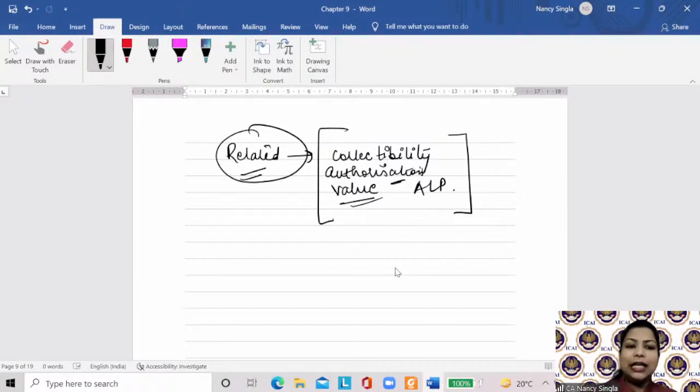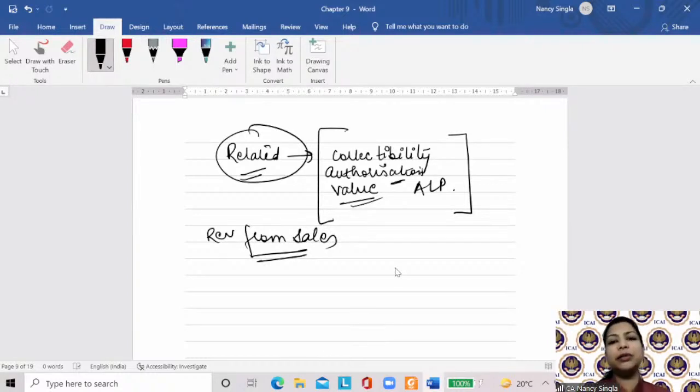Then it says that in the revenue from sales figure, auditor should make sure that no other income should be shown. It should not happen that interest income is also shown in what? Revenue from sales. Okay. Further, auditor may perform various analytical review procedures.